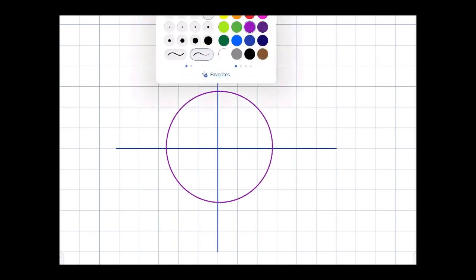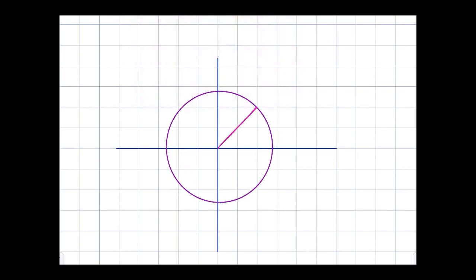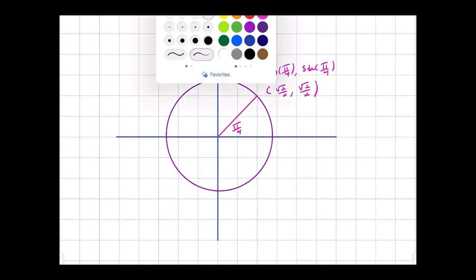Great. Okay, so I know that if my angle theta is pi over 4, this is going to be root 2 over 2, root 2 over 2. So cosine of pi over 4, sine of pi over 4. Here they're equal, but I don't want them to be equal. I want them to have the same absolute value, but opposite signs. I want one to be the negative of the other.